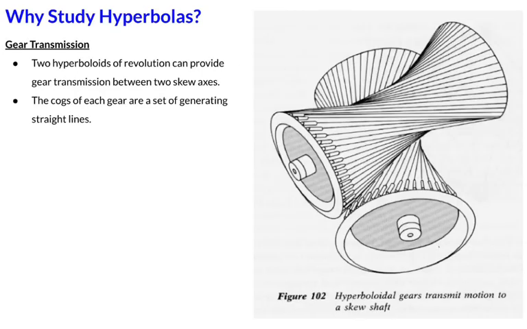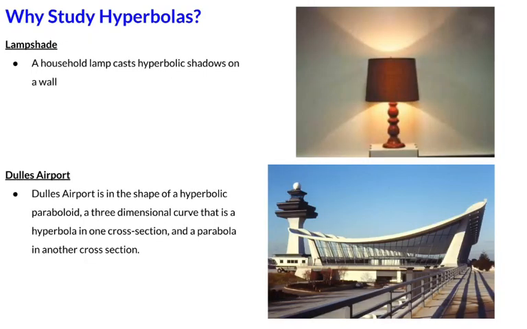A couple of other things: gear transmissions are often shaped like hyperboloids, and they create gear transmissions between two skew axes, is what we call them. That's another example. Also, if you look at a lampshade in your house, you'll see that the lampshade casts a hyperbolic shadow on the wall if it's against the wall. And if you've ever seen Dulles Airport, the roof has a really interesting shape. It's a hyperbolic paraboloid. It's a three-dimensional curve, and if you intersect in one way, it's a hyperbola, and in another way, it creates a parabola. So those are just different examples of real-world applications for hyperbolas.